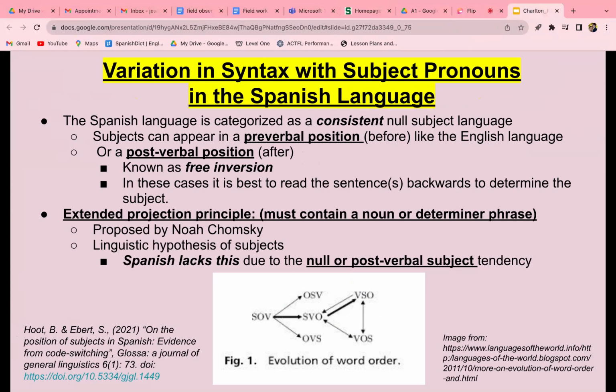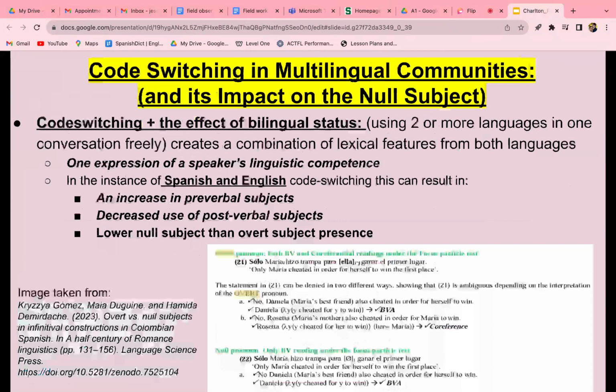That's just one example. Now, all of these do go into the whole extended projection principle, which was a linguistic hypothesis of subjects proposed by Noam Chomsky, and the EPP, or the extended projection principle, states that clauses must contain a noun phrase or determinative phrase in the subject position. Now, Spanish actually does lack this because of the tendency for post-verbal subjects and/or null subjects, which is just a fancy way of saying it's not there. Because the Spanish language is a pro-drop language, whereas the English language is not that. Typically, the English language does have that subject included in the sentence.